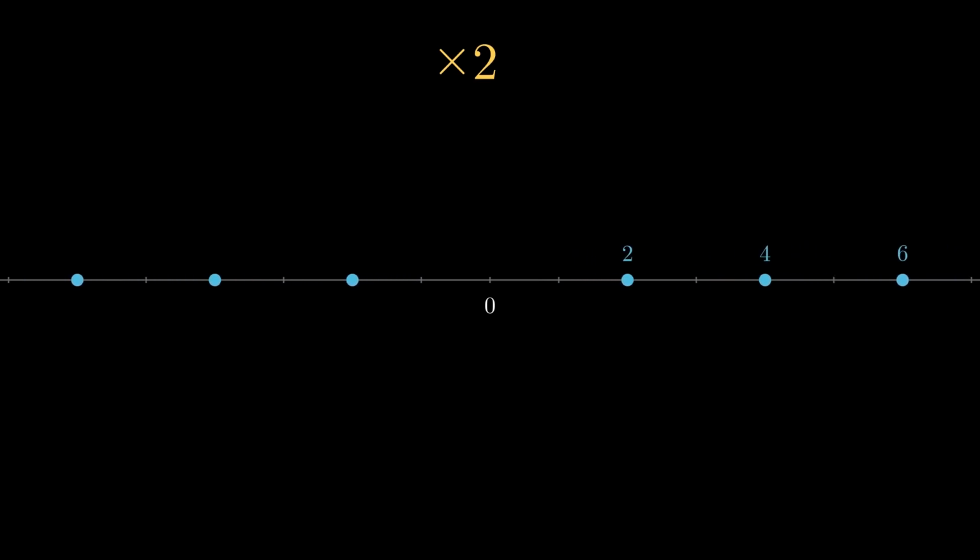Every point moves from 0. 1 becomes 2, 2 becomes 4, and 3 becomes 6. Every distance doubles. We've seen this before. Multiplication doesn't simply change numbers, it stretches space itself.